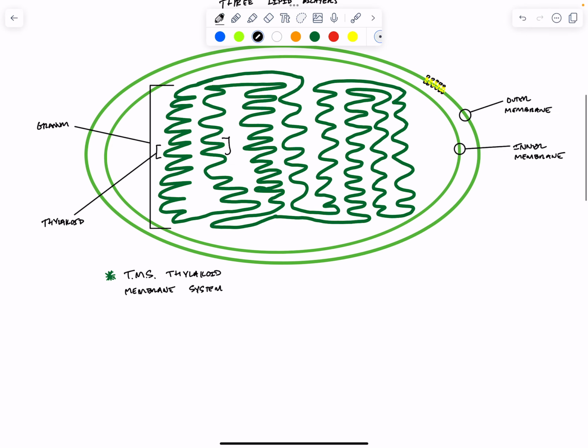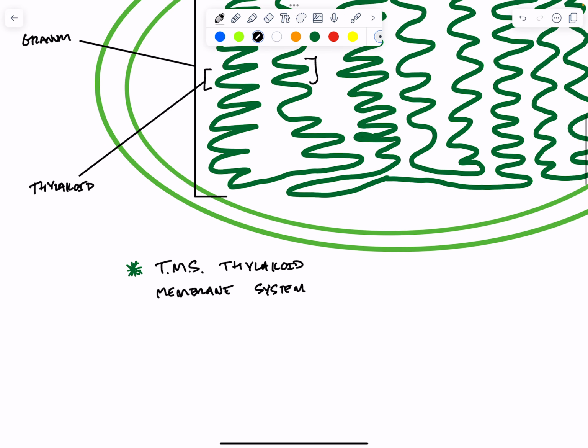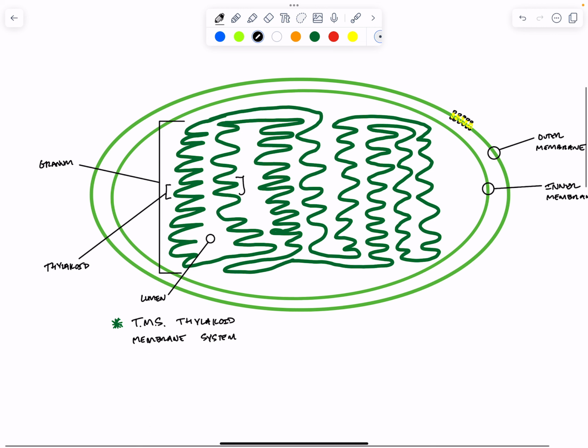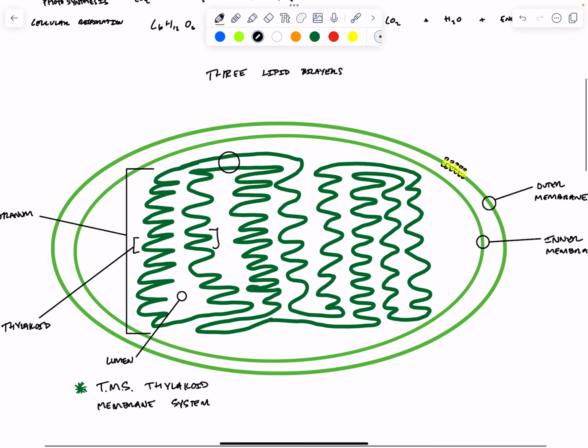The space inside of the thylakoid membrane system is called the lumen. And the connection from one granum to the next, this little port between one granum and the next, is called a lamella.